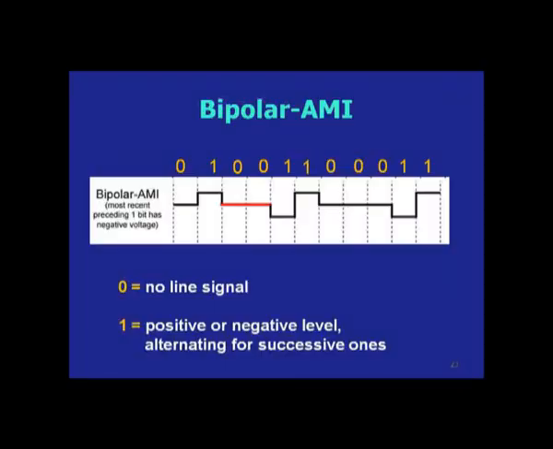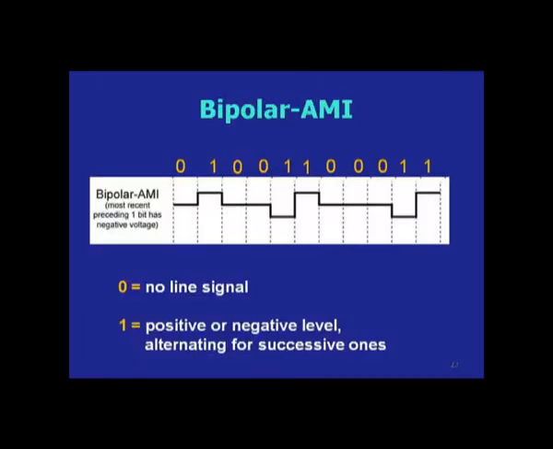Then 0, 0, no line signals, 0 value. Next one will be a negative level signal. Next one positive. Again I have three zeros, therefore it will be at no line signal. Next one, the previous one was positive, so this will be negative. Next one will be positive, and so on. You can see pseudo-ternary and bipolar AMI are just the reverse of each other, in the sense that in one case zeros are coded using 2 levels, in the other case 1 is coded using 2 levels. It is called alternate mark inversion, because mark basically refers to 1. It is the ones that are being inverted in this particular scheme.